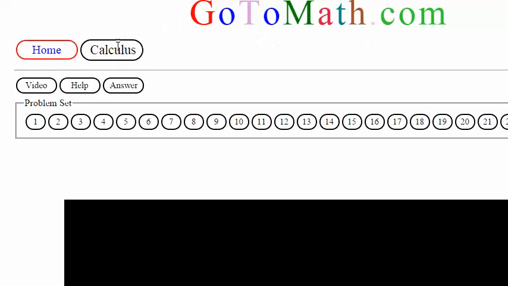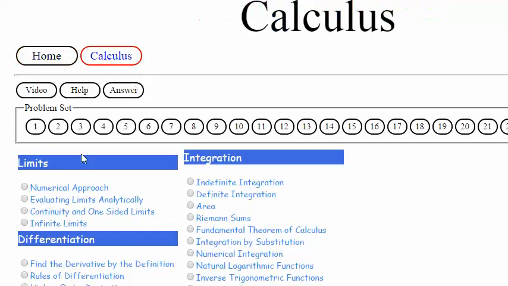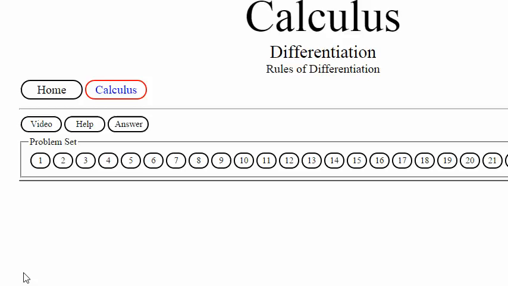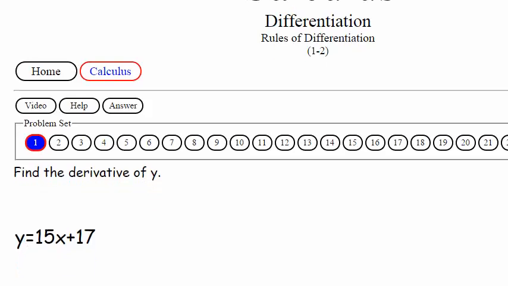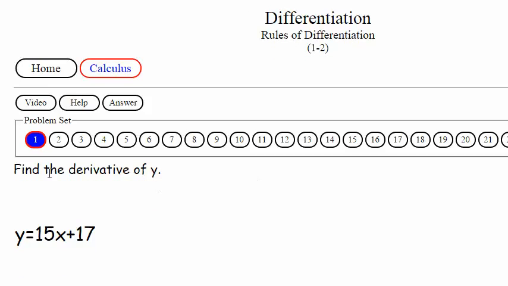We're at gotomath.com working some calculus, and down here at Rules of Differentiation we want to do 1-2. That's it right there. It says find the derivative of y. So let's all write that down. y is equal to 15x plus 17.